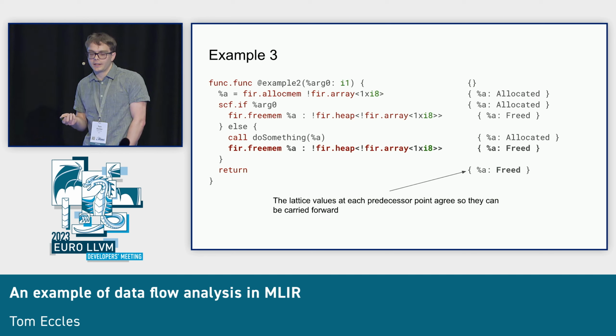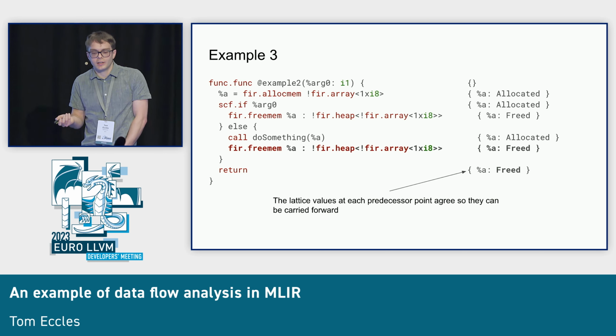If we then did free the pointer on the else branch as well, then the data flow analysis would join two freed values together, and we go, aha, we know what this means. This means it's definitely freed. So then the analysis would indicate that it would be safe to move the allocation here.